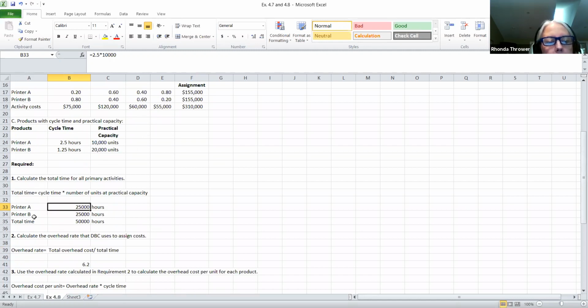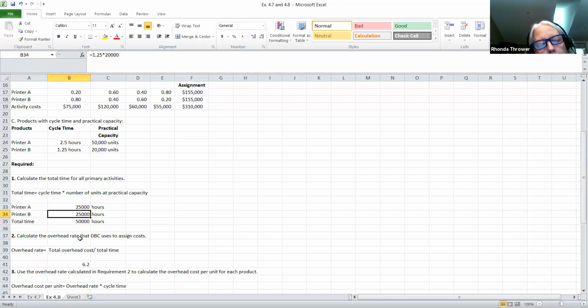For printer B, we're going to take 1.25, our cycle time, and multiply it by 20,000, our practical capacity, and it too gives us 25,000 hours. When you combine both printers together, the total time for this company is 50,000 hours. So the total time is 50,000 hours. Determine it first when you are calculating by duration-based costing.